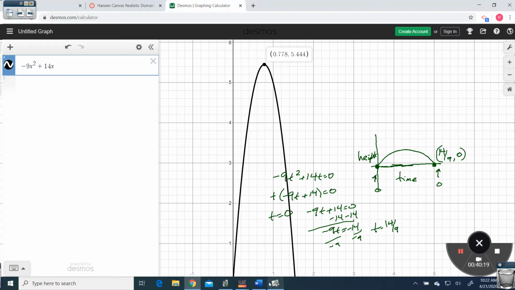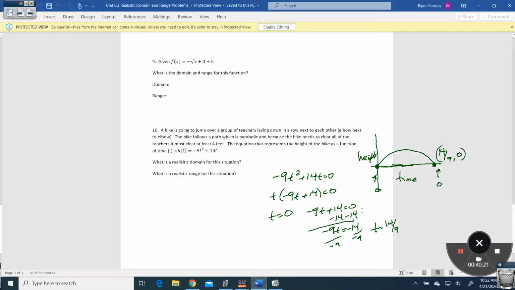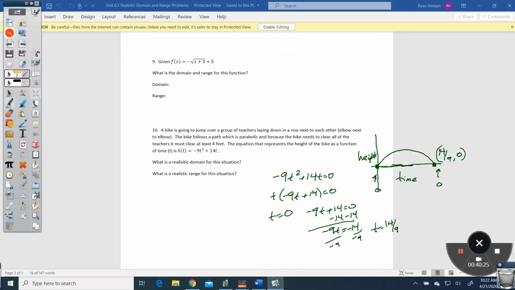So going back to our question, what is a realistic domain for this problem? Between 0 and 14/9. So all real numbers between that and 1.556 or something. What is a realistic range for this?